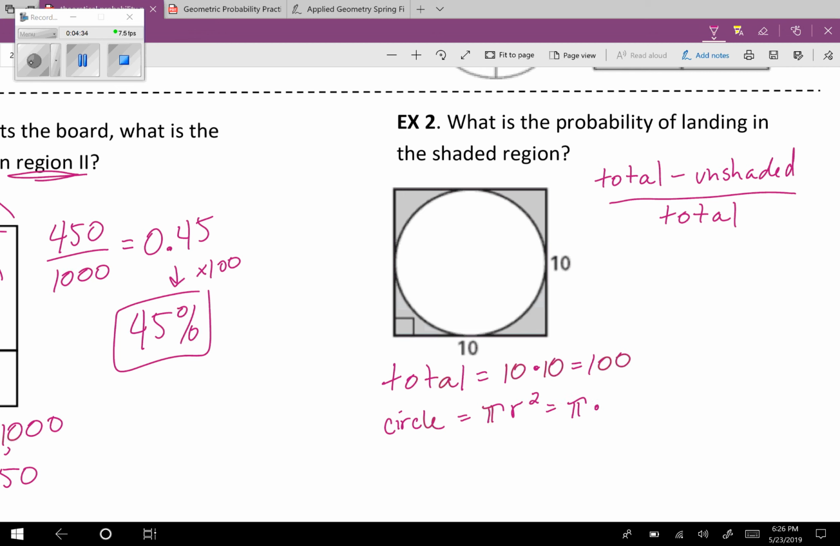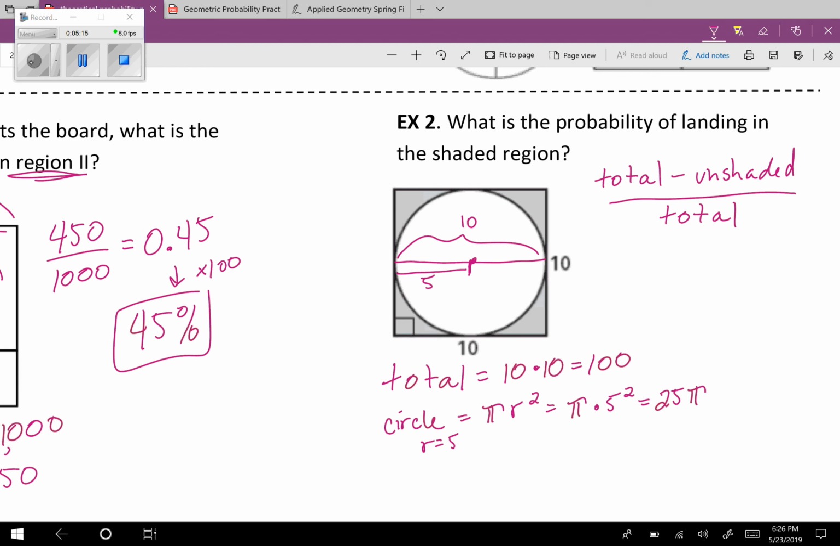So pi times now r. Here this circle goes from edge to edge, so we have the diameter. The diameter is 10. So the radius has to be 5, half of that. So r is 5, so times 5 squared. And I want you to leave this in terms of pi, so that you won't have big decimals. So this is going to be 5 squared, so it's 25 pi. You cannot forget the pi. If you forget the pi, your answer is going to be completely wrong. So do not forget to put that pi back on the end.